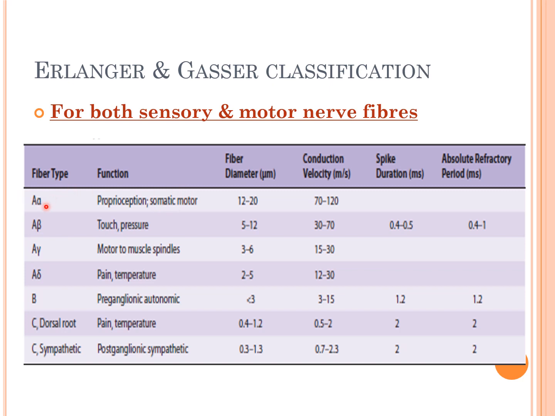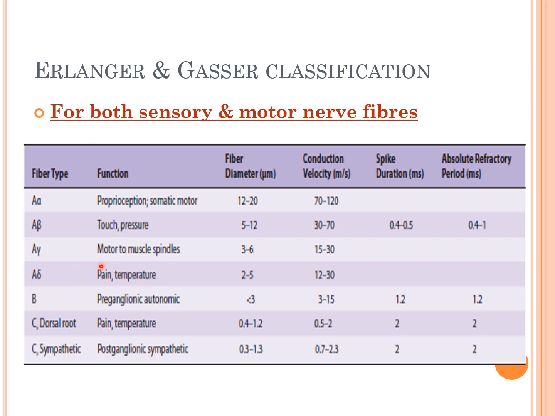So this is A alpha. The sensory function is proprioception, and the motor function is supplying the skeletal muscle fibers. A beta is purely sensory, which carries touch and pressure sensation. A gamma is purely motor. You must have heard of gamma motor neurons, which means they are motor to the muscle spindle, supplying the intrafusal fibers of the muscle spindle. And A delta is also purely sensory, which carries pain and temperature as well as pressure.